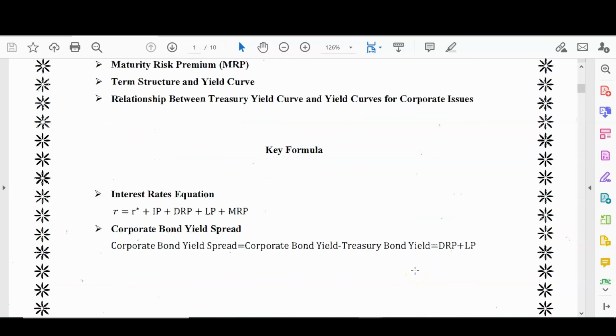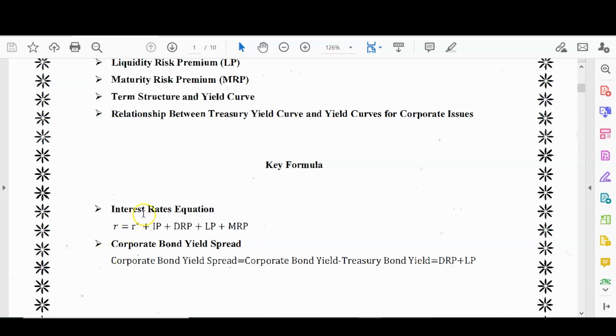The key formula we're going to learn is the interest rate equation. The interest rate R equals the real risk-free rate R star plus the four additional premiums: IP, DRP, LP, MRP. Inflation premium, default risk premium, liquidity premium, and maturity risk premium.